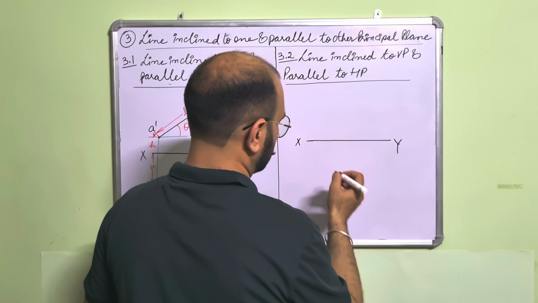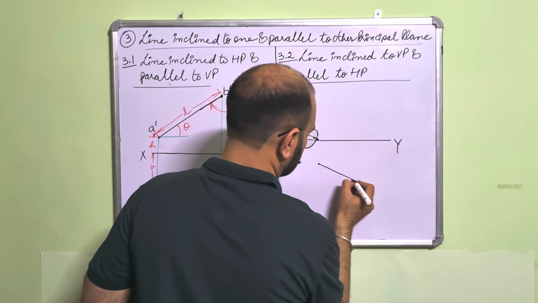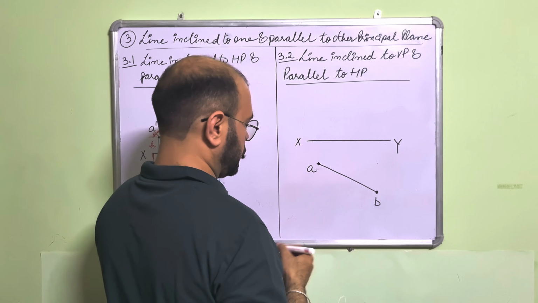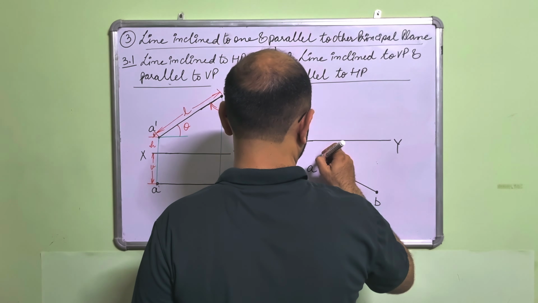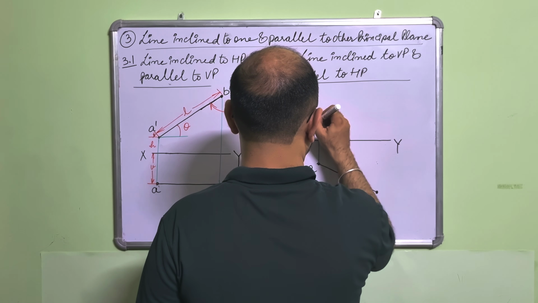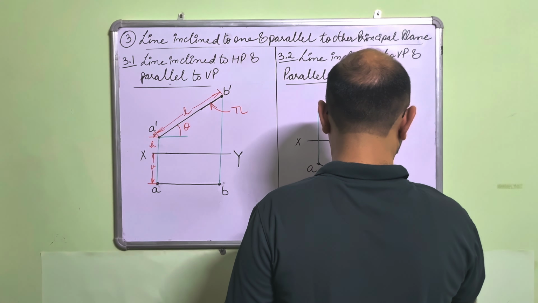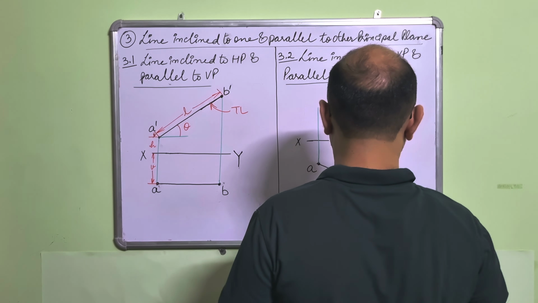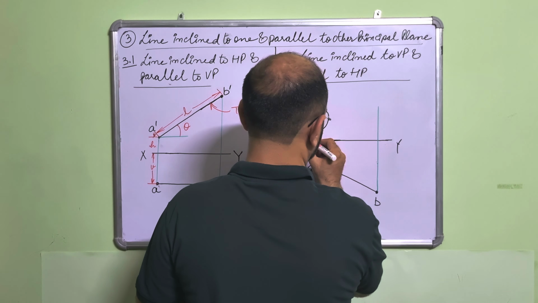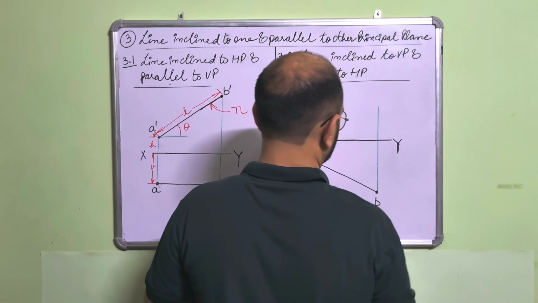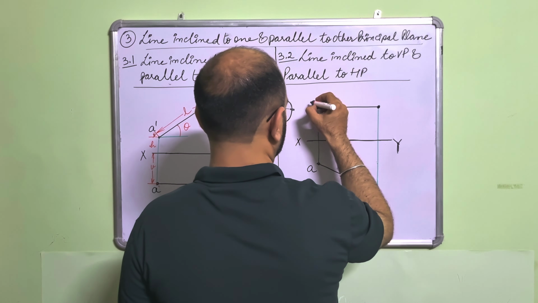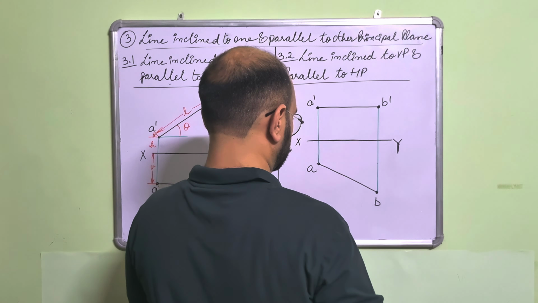So I'll draw the top view first. It is inclined to VP. Let us suppose this is the line, this is A, this is B. From here you draw the vertical projection lines to draw the front view. Like this you will draw. So this will be the front view. This is A dash, this is B dash.